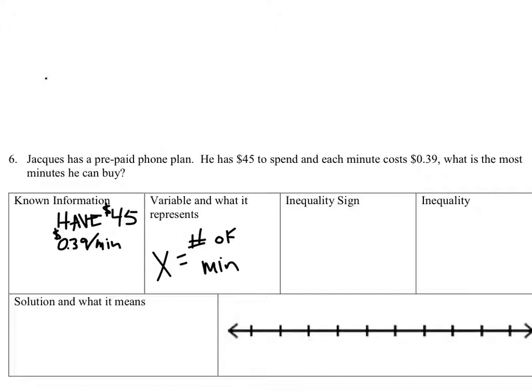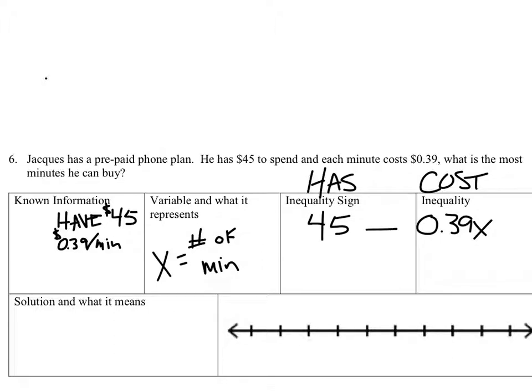Alright, so the inequality sign, we'll get into these. So we have how much he can spend as compared to how much he has. How much he has is $45, and how much it will cost is 39 cents for every minute. Now he has $45, so he could spend all of it if he wanted to, but he really needs that to be more than or equal to the 39 cents for every minute.